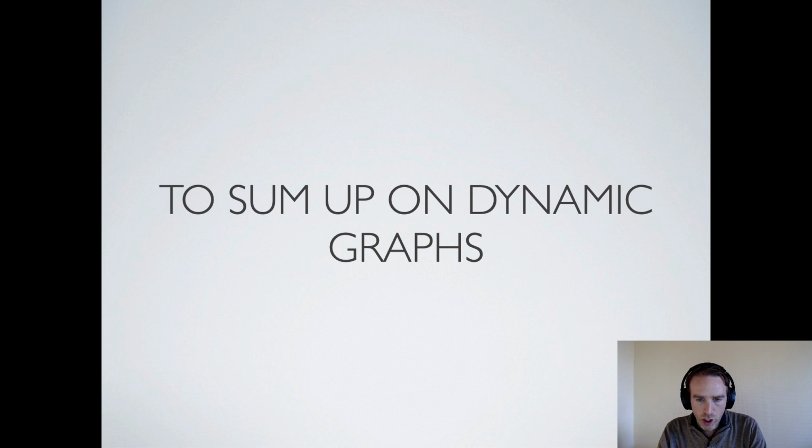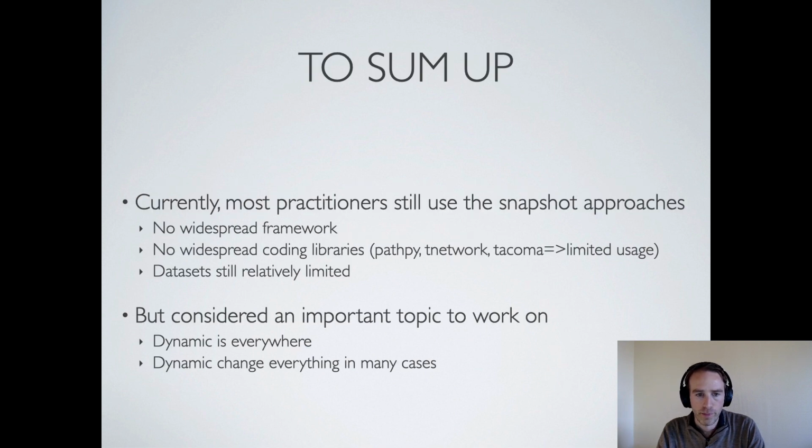So, to sum up with dynamic graphs, I wanted to say that currently most practitioners still use the snapshot approaches because it's easier. It's easier because since it's a relatively new topic, there are no widespread frameworks. Like I presented stream graphs, but they have been introduced only 2 years ago, and they are still not widely known in the community. There is no widespread coding library, so there is not a NetworkX of dynamic networks. There are several ones like PathPy, T-Network, Tacoma, but every one of them is limited to some applications.